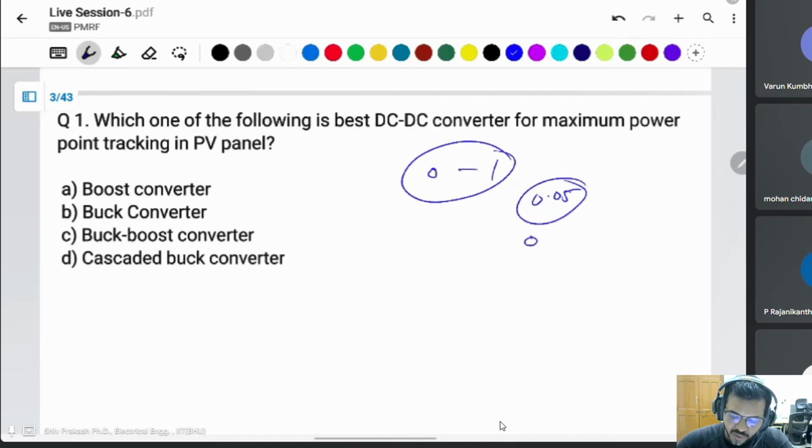You use 0.2 to 0.8 only. You can't exceed this. There is a restriction. That's why you use the back-to-back converter to step down the high voltage to the lower voltage.